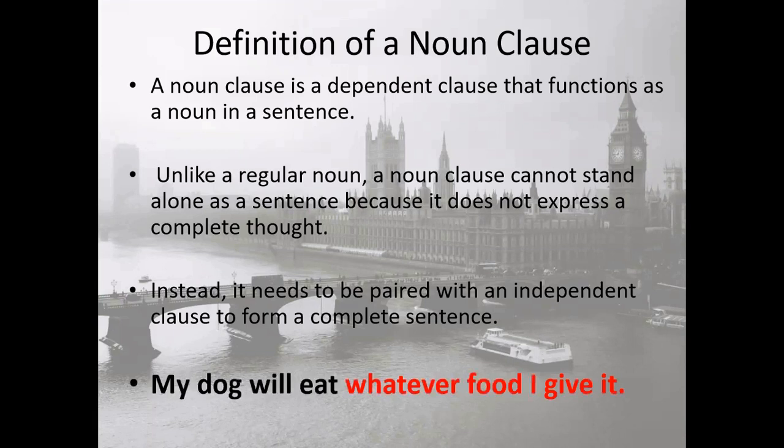For instance, here: my dog will eat it, whatever food I give it. So whatever food I give it, this highlighted part, bold and red in color, which starts from a subordinating conjunction, is basically the noun clause. Keep in mind one more important thing: a noun clause, a dependent clause, always starts with a subordinating conjunction.